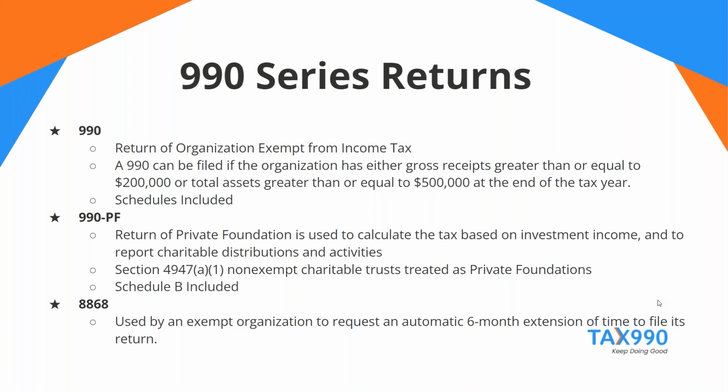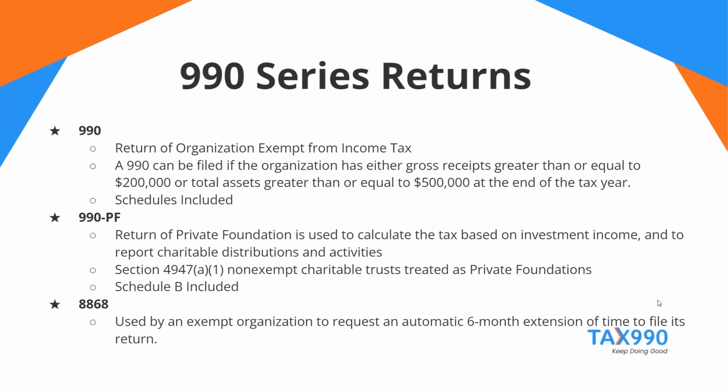The 990PF is the return of private foundations used to figure the tax based on investment income and to report charitable distributions and activities. If your organization is considered a private foundation within the IRS database, you will be required to complete the 990PF form. The IRS will not accept an alternate 990 series return regardless of your financial activity throughout the tax year. Your organization determination letter will clearly state if you are considered a private foundation.